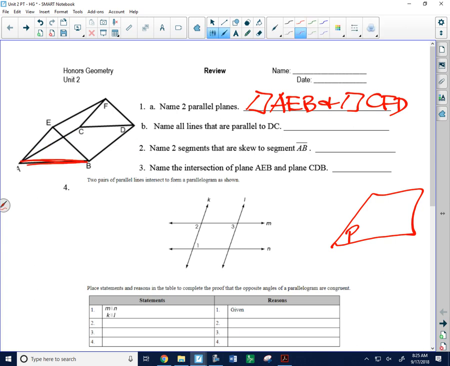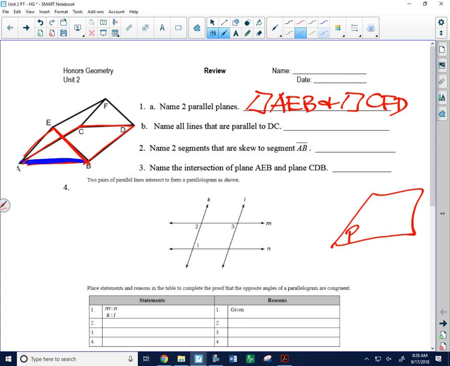Okay, here's AB. So skew, definition: not on the same plane and not going to intersect. Let's see. I should have put this in blue, so let me draw in red. Here's what you could not put. You could not put any of those in red.